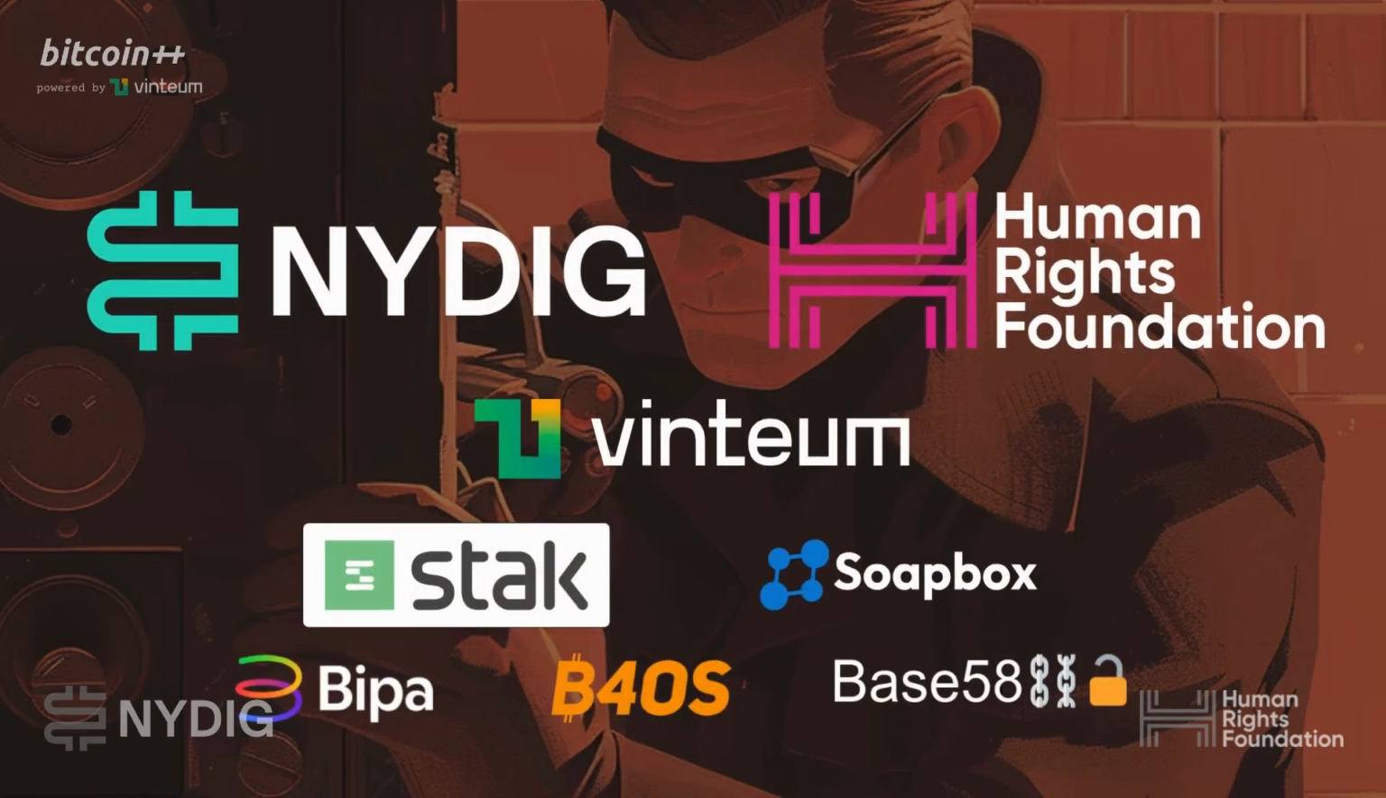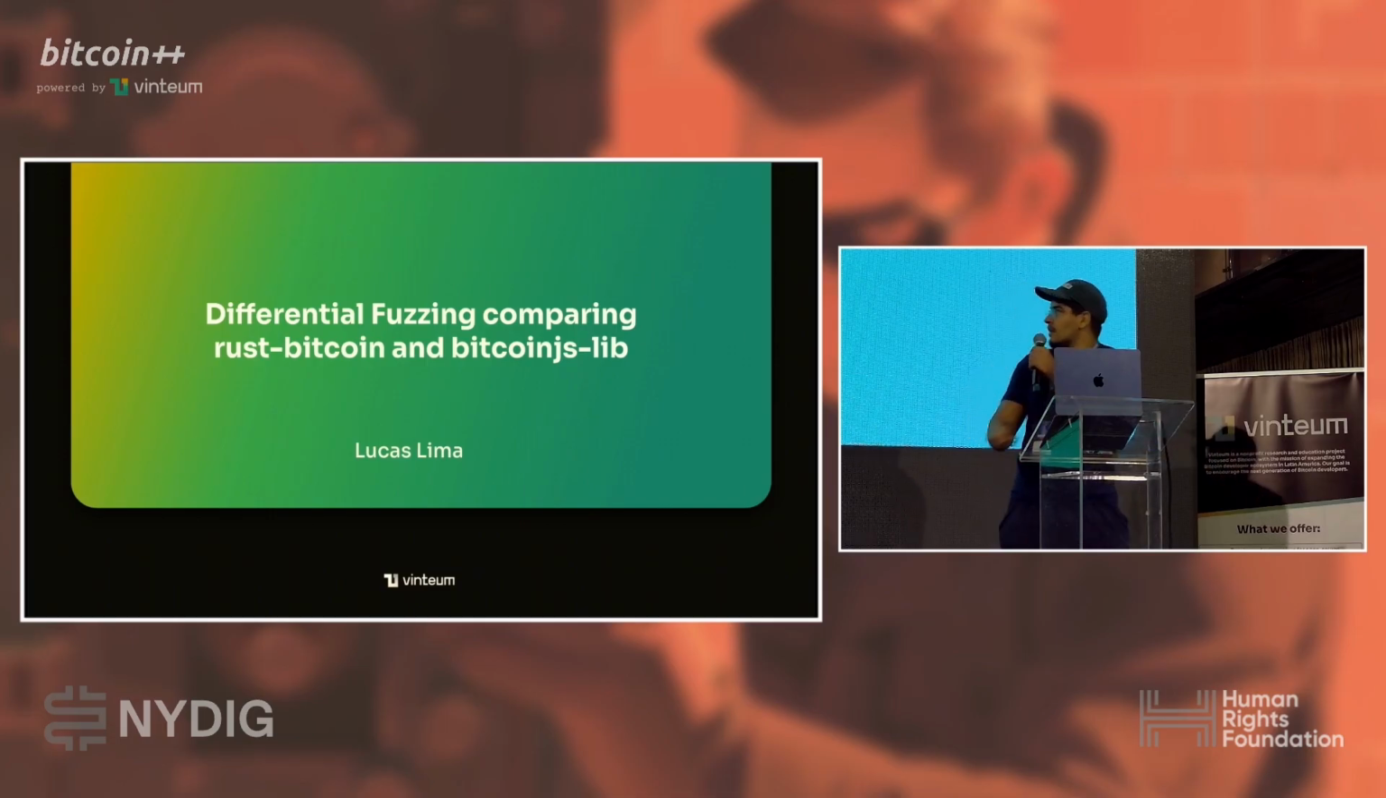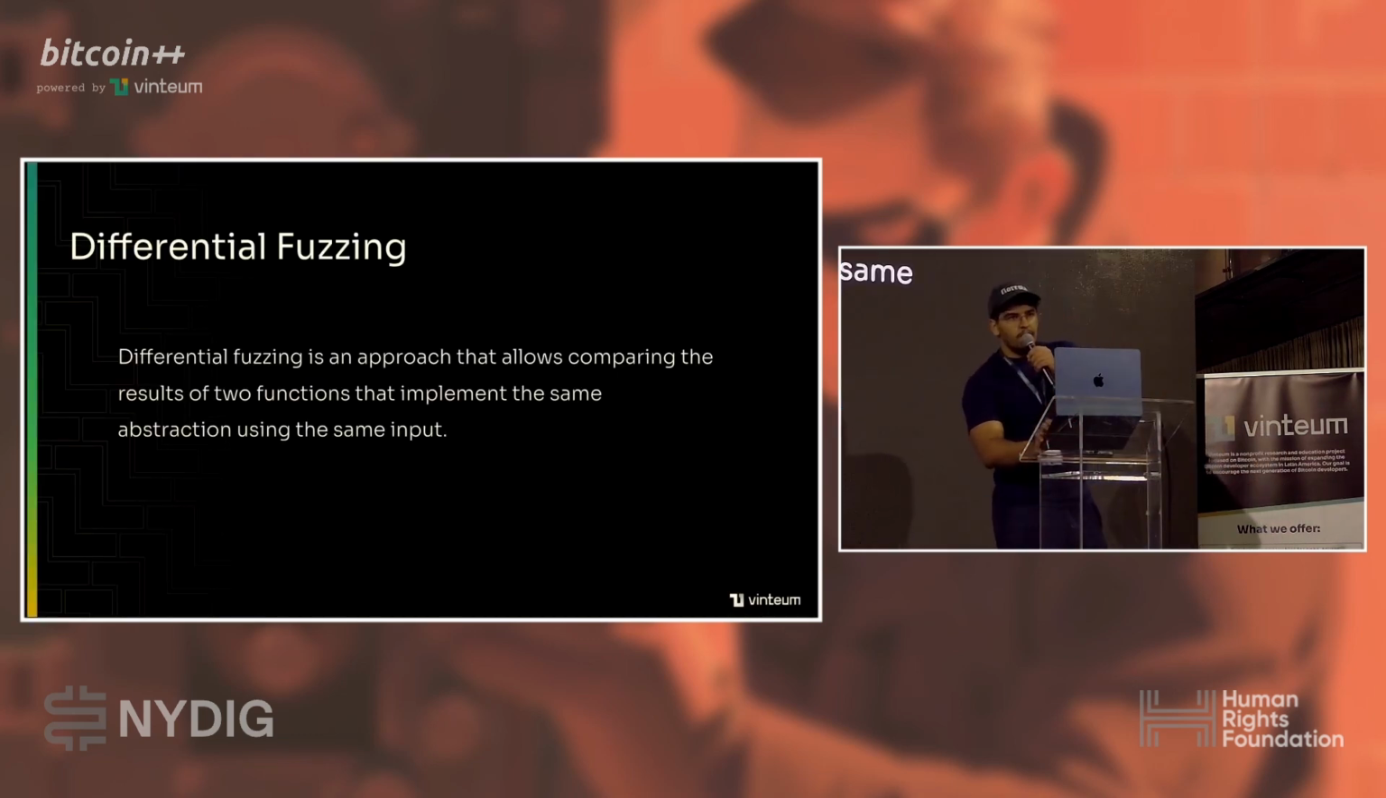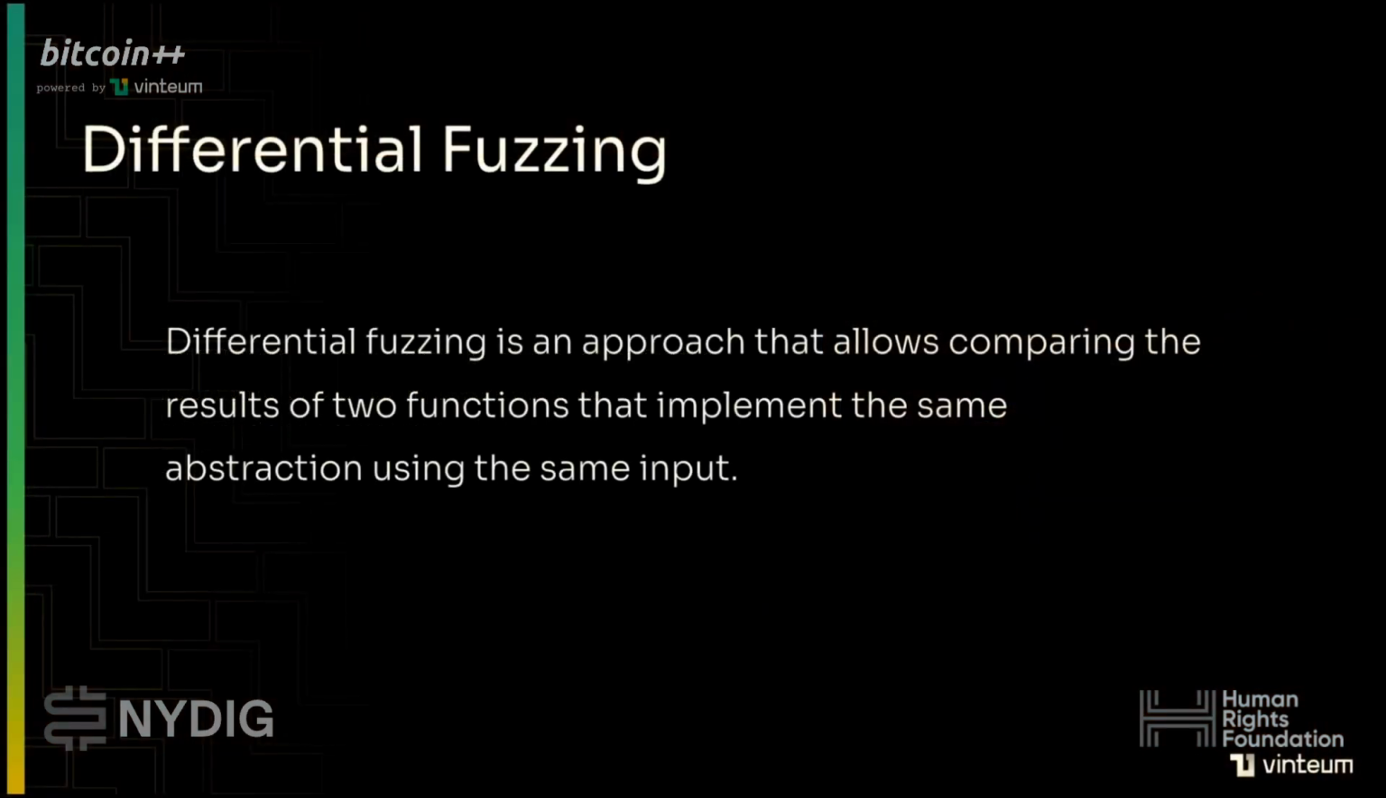Hi, my name is Lucas, and my implementation for this hackathon is differential fuzzing comparing Rust Bitcoin and BitcoinJS lib. First of all, my inspiration for this implementation was the libBitcoinFuzz, maintained by Bruno and Eric Sestari. And differential fuzzing, as I think everyone knows, allows us to compare the implementation of the same abstraction by passing the same input to the functions with the same implementation and comparing the outputs of these functions.